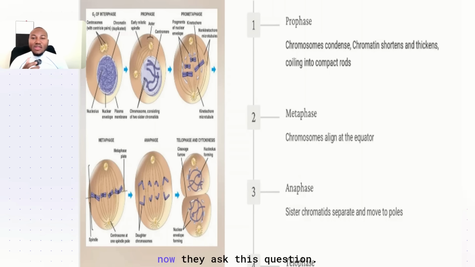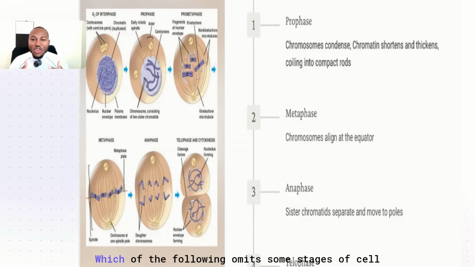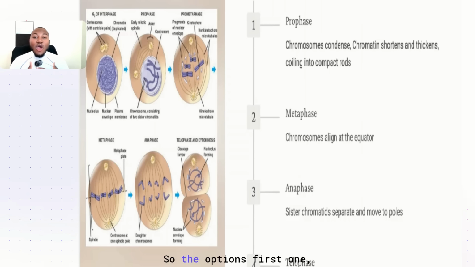Now they ask this question: which of the following omits some stages of the cell cycle? So the options: first one, interphase, prophase, metaphase, anaphase, telophase, and cytokinesis. It's correct. It has all the cell cycle stages. So that can't be the answer because they're asking which one omits. Always pay attention to the question.